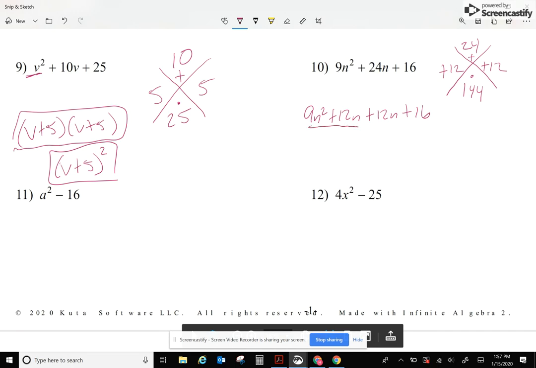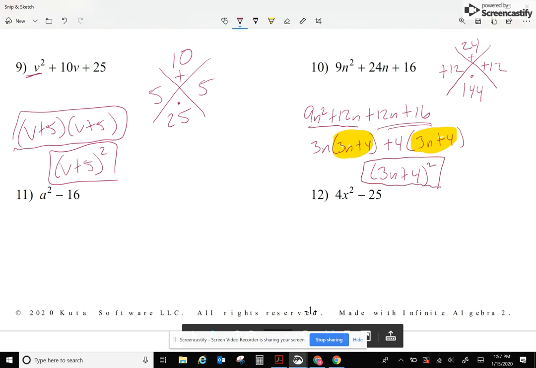Looking at the first two terms, I can divide each by 3n. 9n squared divided by 3n, I get 3n. 12n divided by 3n, I get 4. Now looking at these last two, 12n plus 16, let me divide each by 4. That gives me 3n plus 4. My parentheses that match, the repeating parentheses, is 3n plus 4. And so is the other one. So I get 3n plus 4 twice.